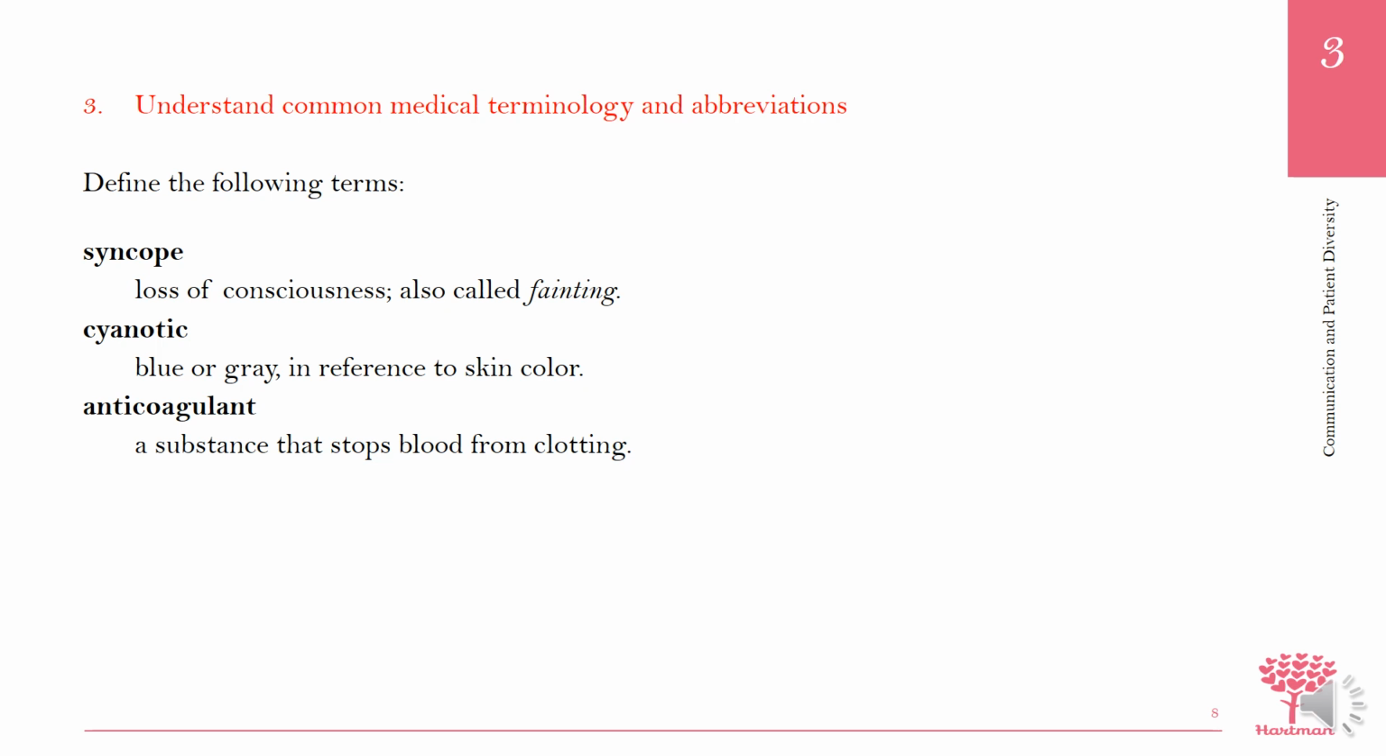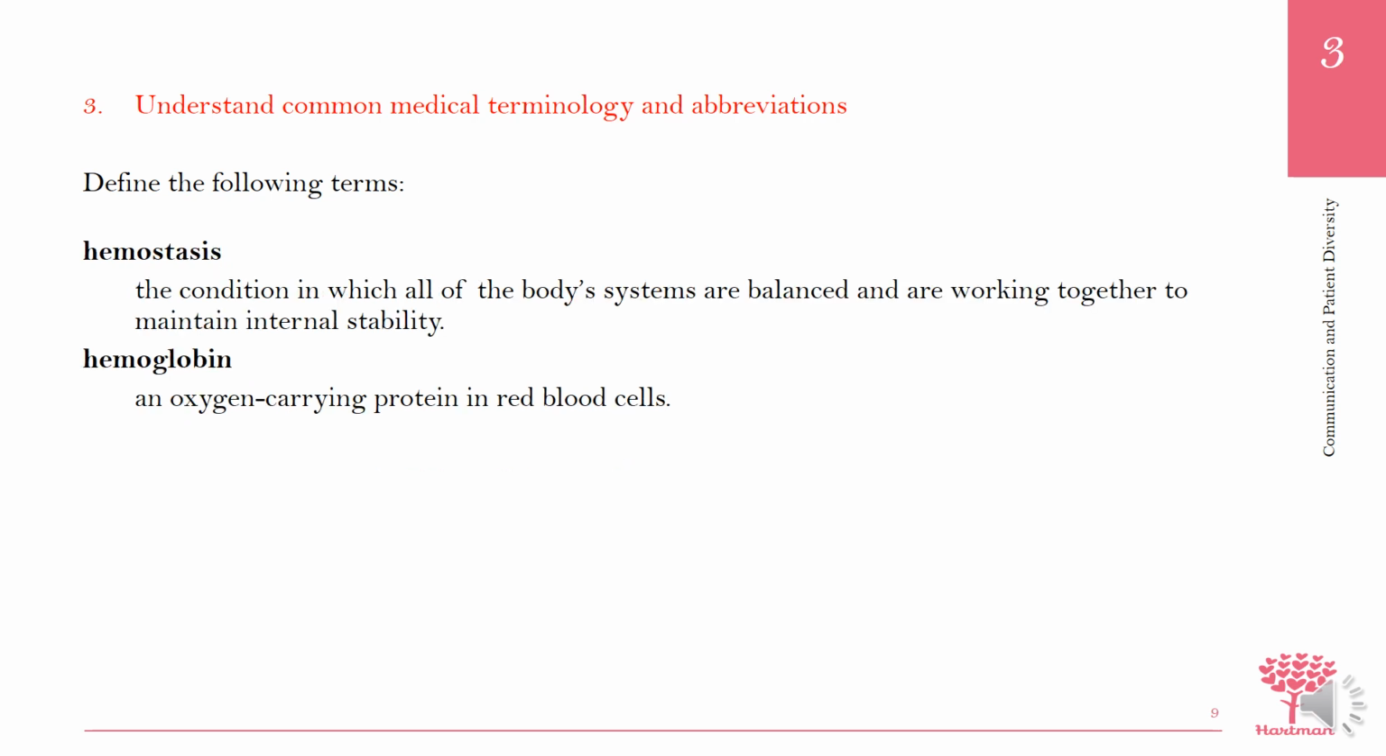The prefix anti means against. The root coagulate means to clot. So an anticoagulant is a substance that helps stop the blood from clotting. The root hemo means blood. The suffix stasis means slowing or stopping. So there you go, hemostasis is the stopping of the flow of blood.